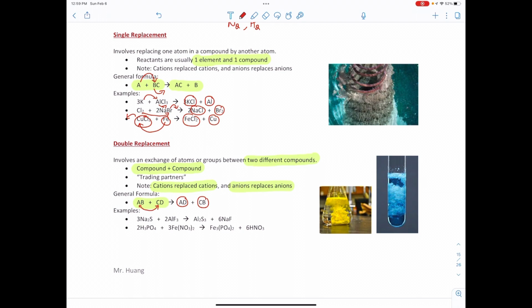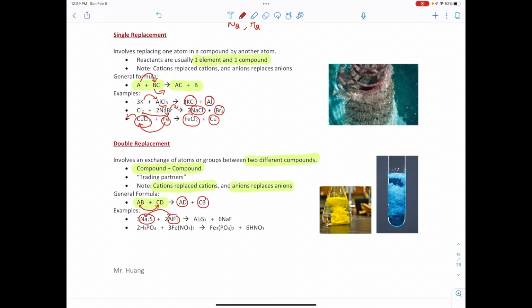My first compound here, in my first example, I have sodium sulfide. That is reacting with another compound, aluminum fluoride. And so this is a double replacement reaction because in my reactants, I have two compounds. So the two cations are going to replace each other, the sodium with the aluminum.